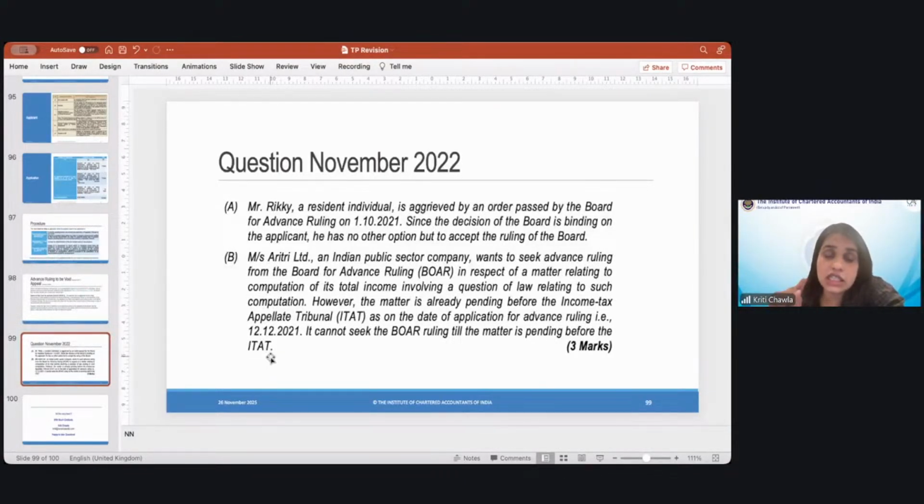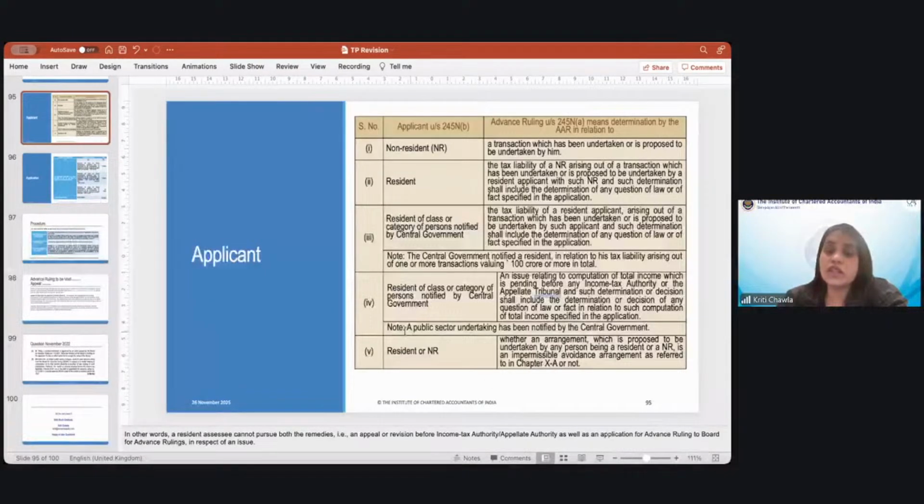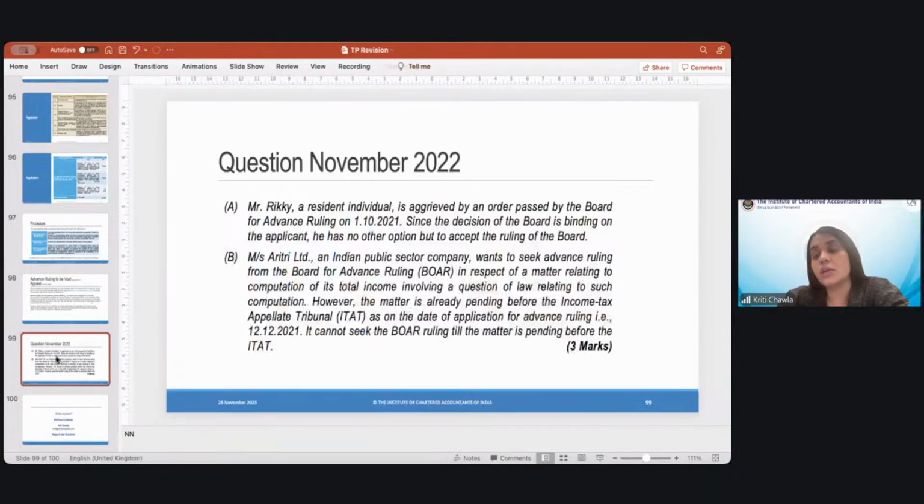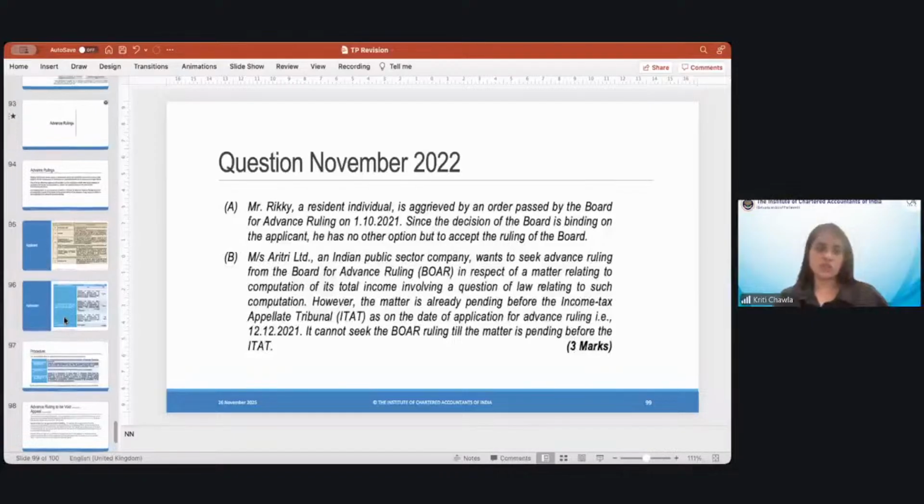Now, if you see, this is also incorrect. Because if you actually look at this particular exception, which is the public sector undertaking notified by the central government, well, then for them, they can actually seek advance ruling, even if the matter is pending before ITAT. So this is also incorrect. And with this, we finish with advance ruling also.